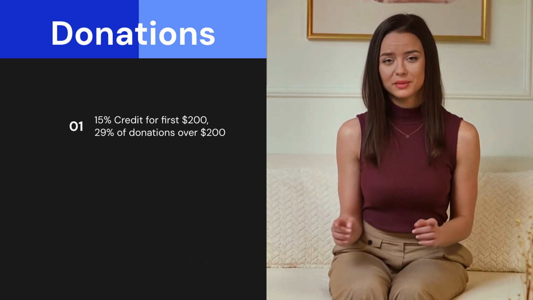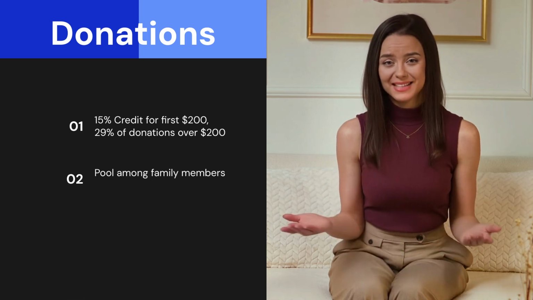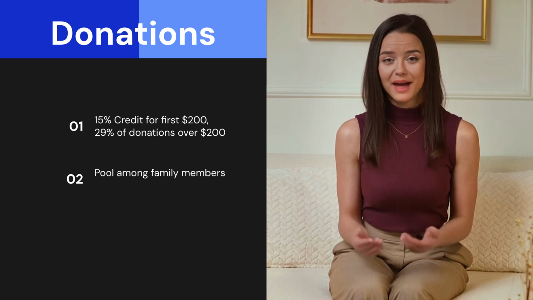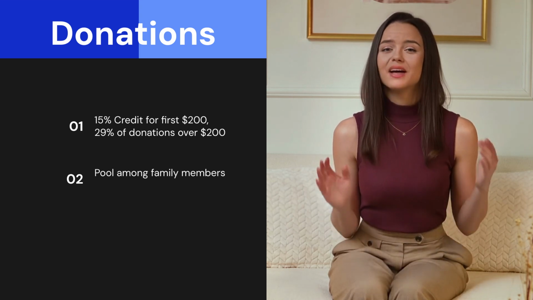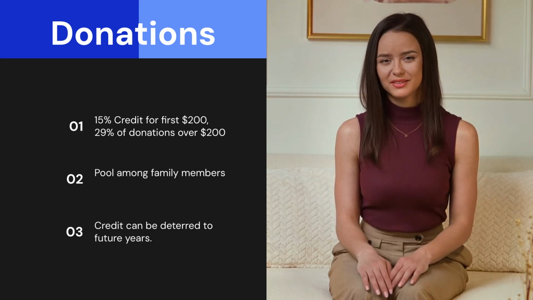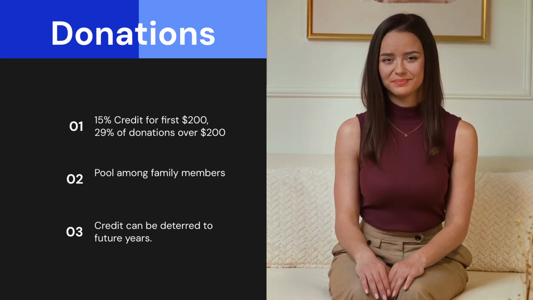Some key things to remember about the charitable donations are: First, you get a credit of 15% of your donations on the first $200 and 29% of the amount over $200. Secondly, you can pool the donation receipts with family members living in the same home to maximize the credit. And you don't necessarily have to claim the credit in the year you make the donations. You can carry forward the credit to future years if it is advantageous.